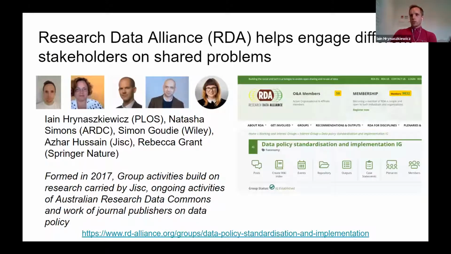So responding to this issue in around 2017, I and a number of other people named here on the slide formed an interest group within a global community called the Research Data Alliance, which is a great forum for global collaboration from multiple different perspectives and stakeholders on shared problems. And our shared problem was the increase in research data policies and whether there may be opportunities to harmonize and to encourage more consistent implementation. Now, this group actually is intended to think about policy, not just for journals, but for other stakeholders as well. But journals was where we decided to begin for hopefully obvious reasons.